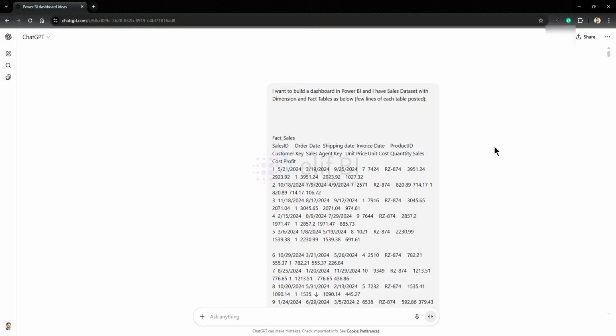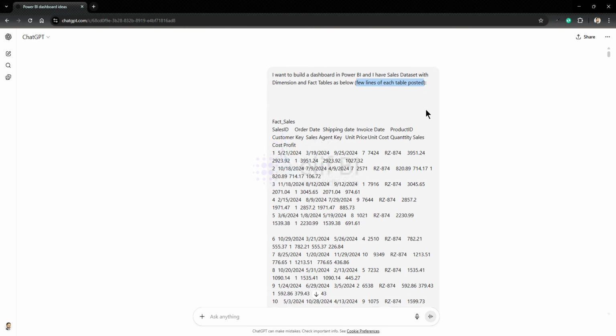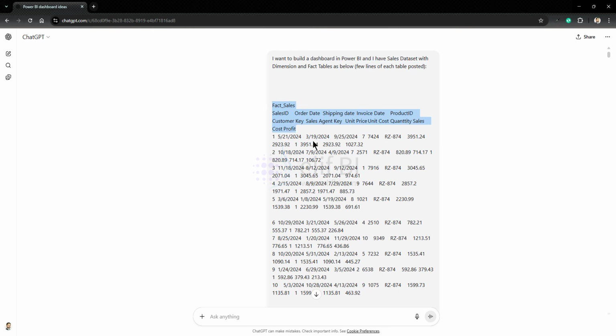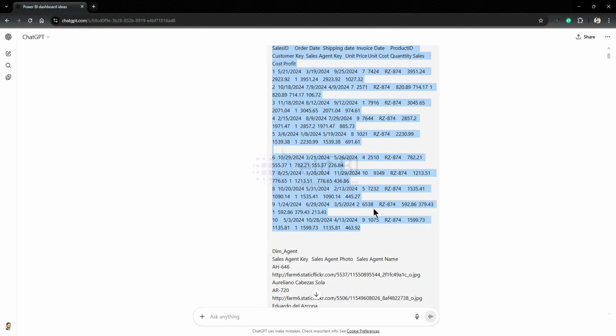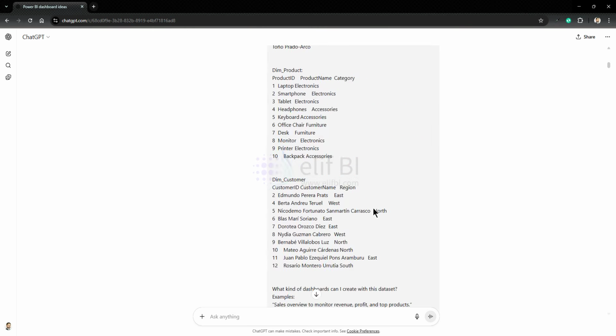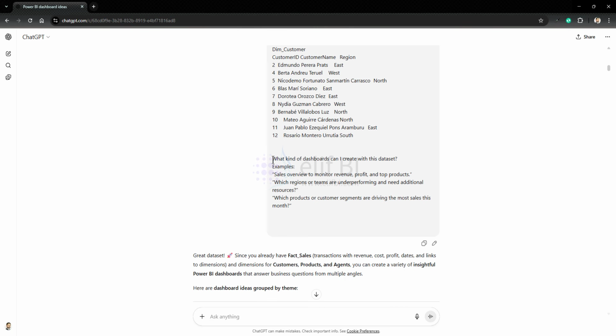So now if we go to ChatGPT, as you can see, the first prompt that I entered is that I want to build a dashboard in Power BI, and I have a sales dataset with dimension and fact tables as below. Few lines of each table posted. What I did is that I copied the first 10 lines of each of those tables and I pasted them here. And then I am asking what kind of dashboards can I create with this dataset.